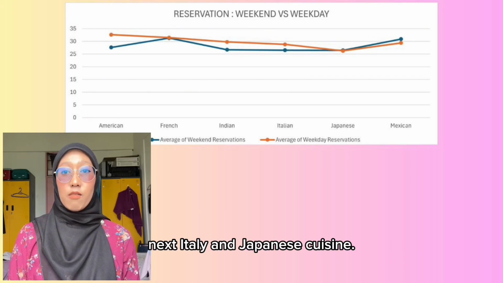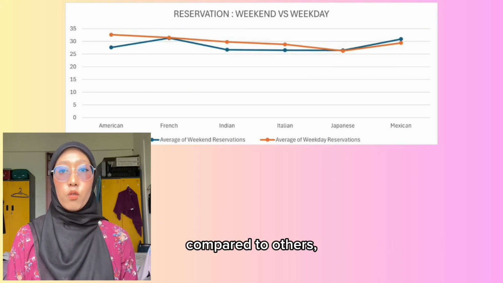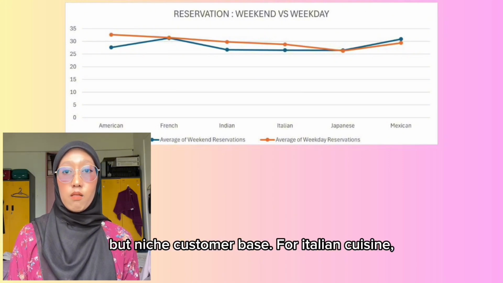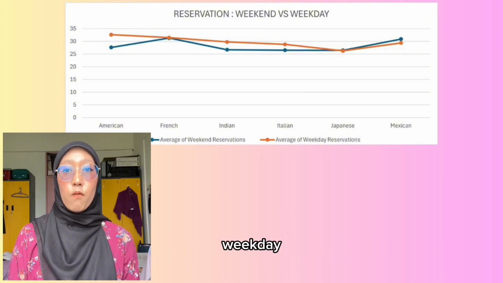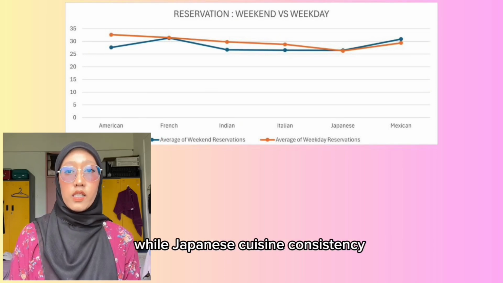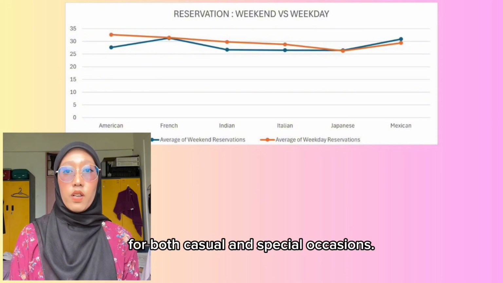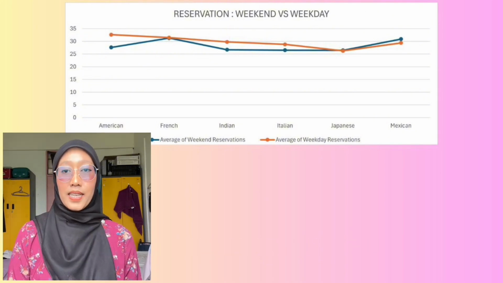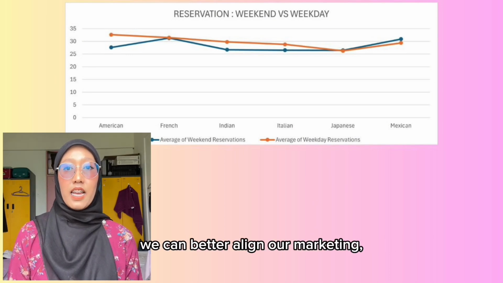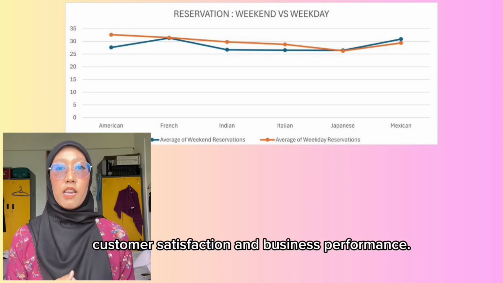Next, Italian and Japanese cuisine. While Italian and Japanese cuisines have lower averages compared to others, their stable performance indicates a loyal but niche customer base. For Italian cuisine, weekday-focused promotion might help increase reservations, while for Japanese cuisine, its consistency could benefit from positioning as a dependable option for both casual and special occasions. In essence, by understanding and responding to these trends, we can better align our marketing, menu offering, and staffing to maximize customer satisfaction and business performance.